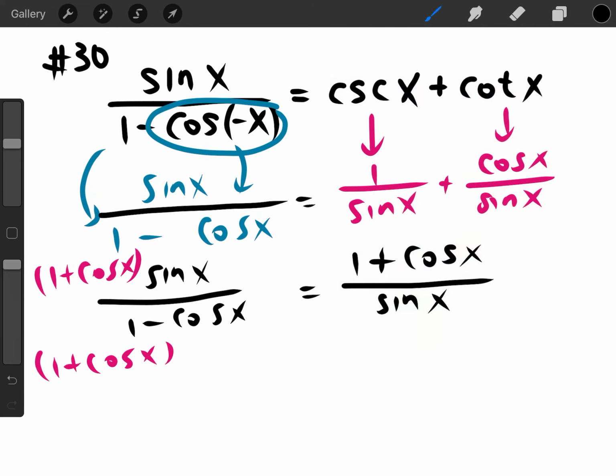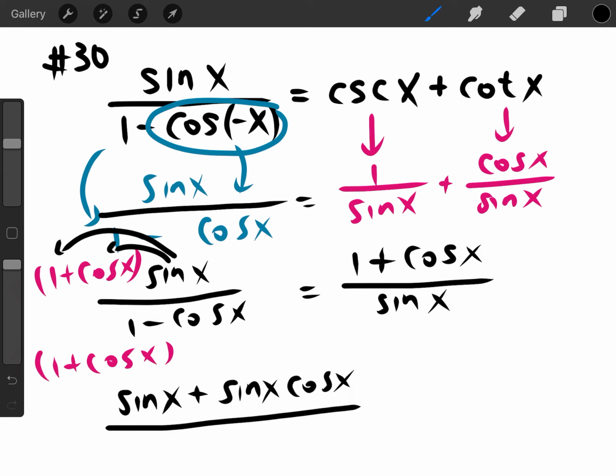This is called the conjugate. You guys remember that this is called a conjugate. So go ahead and just multiply this. You should be able to get that on the numerator side is sine times 1, so that's sine x. Sine times cosine x is going to be sine x cosine x, over, on the bottom is going to be 1 minus cosine square x.